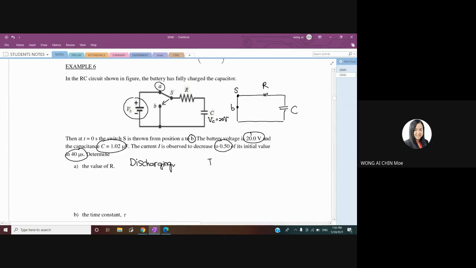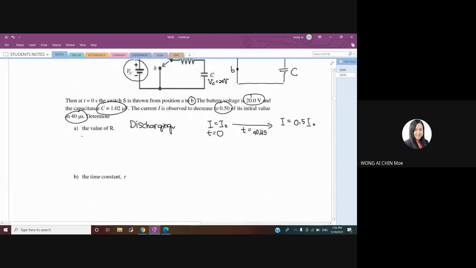But we know that initially, when T equals 0, I equals I naught. When T equals 40 microsecond, at that moment your I already equals 0.5 of the initial value. Our equation for this process is I equals I naught exponential negative T over RC. Here we do not put negative because we only want to find the value. The negative just now for the charging is because of the directions.